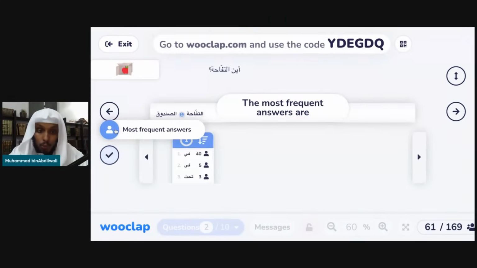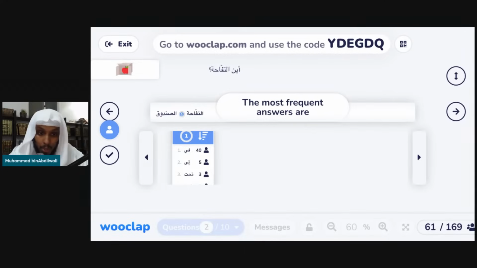أحسنتم. التفاحة في الصندوق. Some of you wrote في without the two dots. That's a problem. You have to write the ya with two dots. Some of you wrote تحت الصندوق. No, it's not تحت الصندوق. It's actually في الصندوق. تحت means underneath.